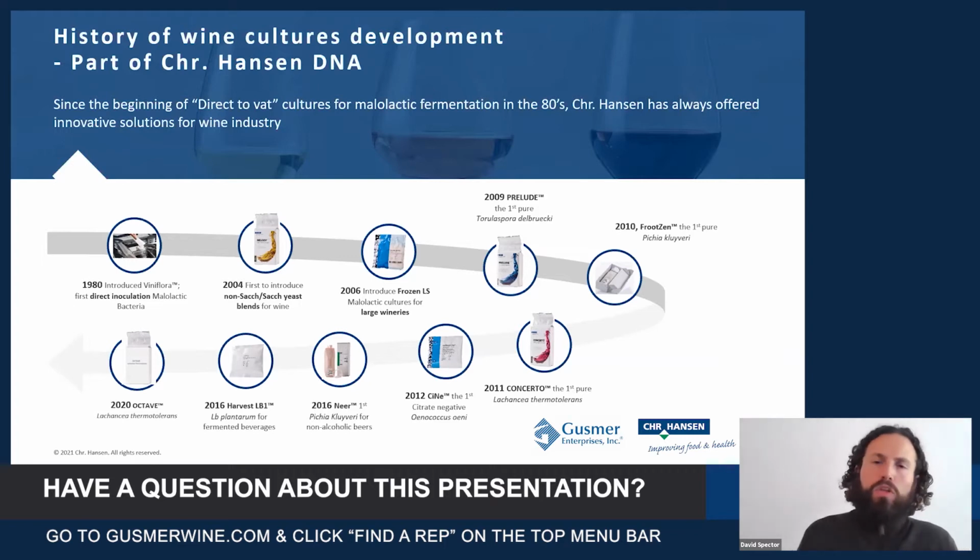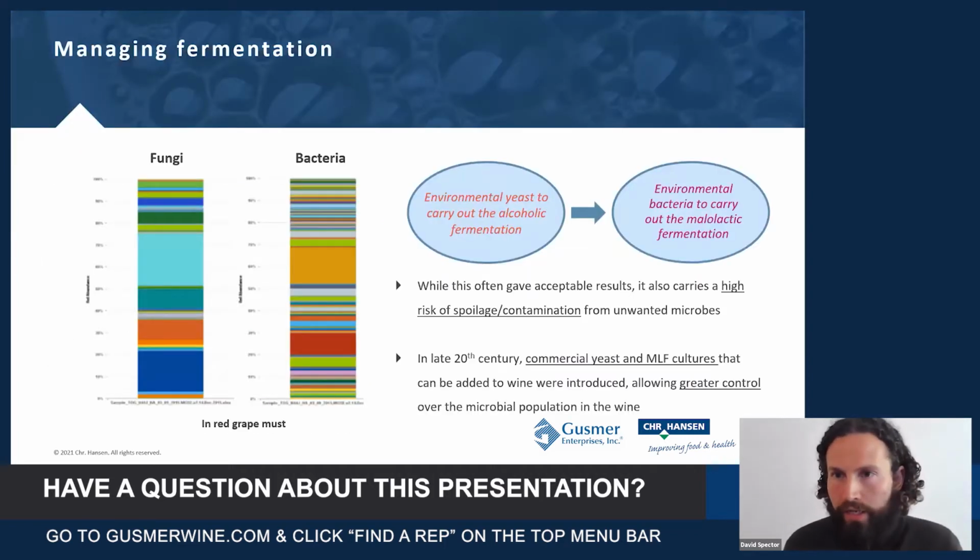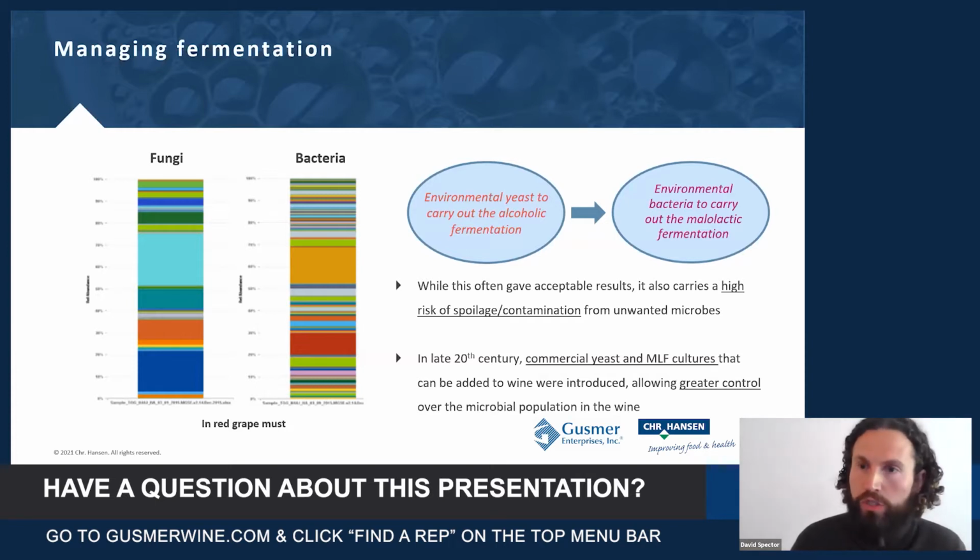So, why do we want to manage fermentations? Obviously, environmental yeast and bacteria can conduct alcoholic fermentation. They can conduct malolactic fermentation, and some of the best wines in the world are made this way. But winemakers have different needs. Each site is unique. If you want more control, if you want more consistency in your wine, then you can manage your fermentations through biological means. We're going to talk a little bit about that today.